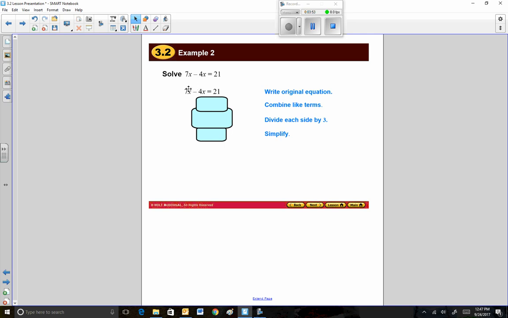So what we do is we do 7x minus 4x, and that would get us a 3x. And on the other side we have 21. So then it becomes a simple problem from there. We simply take and divide both sides by 3, so we can get, see, divide by 3, divide by 3. The 3 over 3 becomes 1x. And the other side, 21 divided by 3, becomes 7.